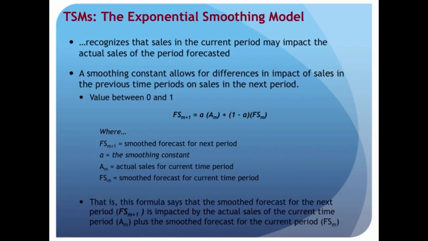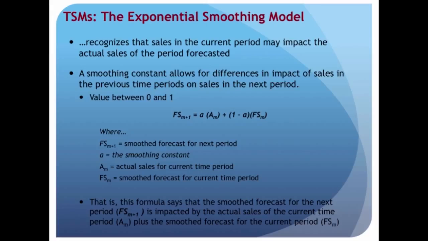That is, this formula says that the smooth forecast for the next period is impacted by the actual sales of the current time period plus the smoothed forecast for the current period. The value of alpha indicates which has a stronger impact on next period's forecast, the actual sales of the current time period or the smoothed forecast of the current time period.